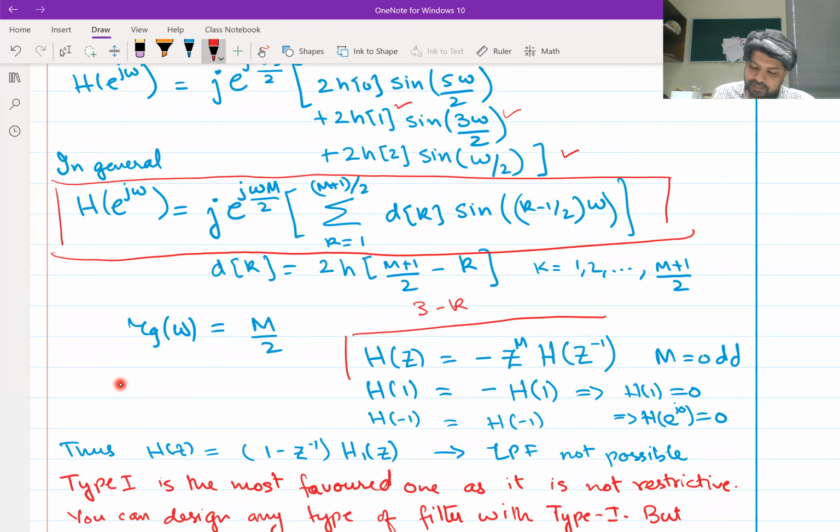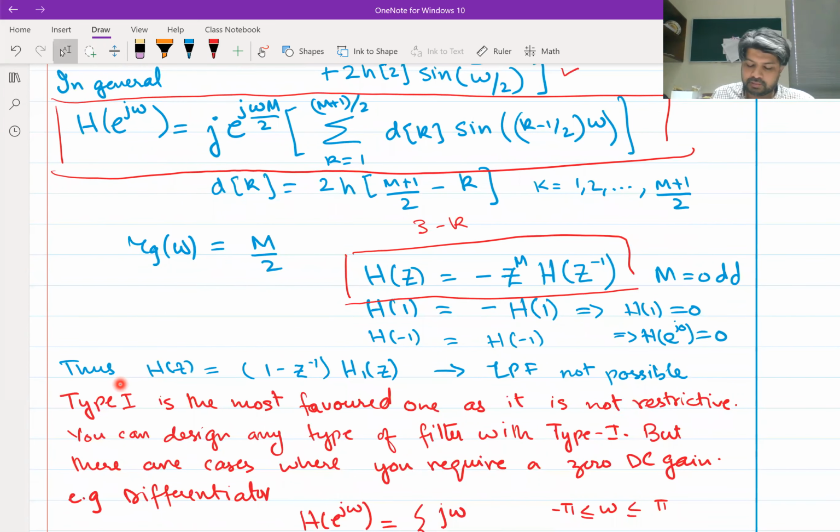Now, again, final thing before we conclude today's lecture is that it would again hold to this equation. H of z would be equal to minus z to the power m times h of minus z, and hence h of 1 would be equal to minus h of 1. H of minus 1 is equal to h of minus 1. So there's no 0 at h of minus 1, but there is a 0 at h of 1. That means omega is equal to 0 ke upar there is a 0, and hence you would have a low pass filter of this or this kind.